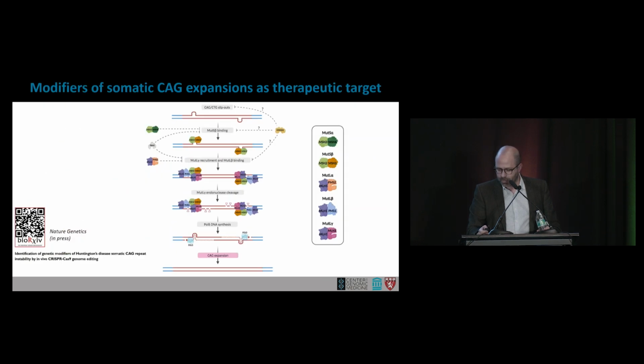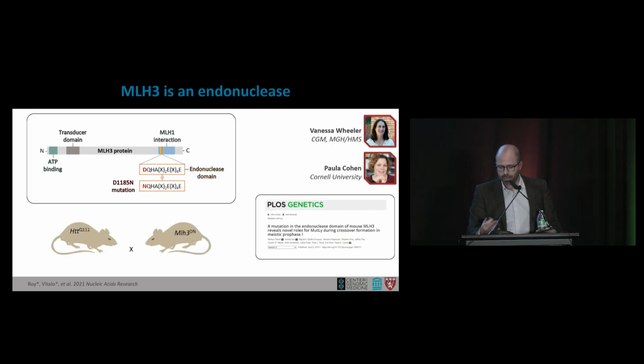As you can see here, MLH3 seems to play an important role. We know that the endonuclease activity is critical for this process. And why do we know that? We performed an experiment where a mouse had a single point mutation in the endonuclease domain of MLH3 that inactivated it. It still expressed MLH3, but it inactivated its catalytic activity, so it could not cut the DNA.